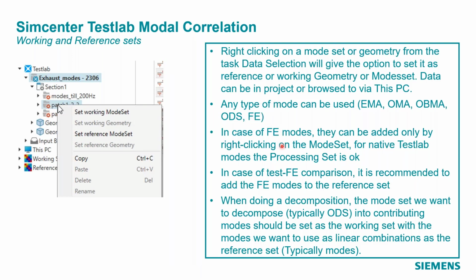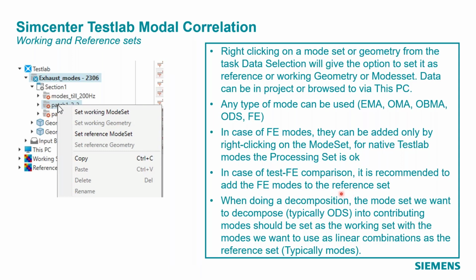In case of the mode set, you have to go and actually find the mode set inside the CAE file and set it as the reference mode set. If you're working in TestLab, picking the processing set's okay. So in TestLab, you can right-click on the processing set or the mode set, but for the FEA modes, you have to right-click on the mode set to set to the reference mode set. Doing test FEA comparison, we usually set the FE modes to the reference set and the test modes to the working set.